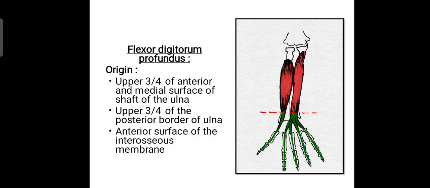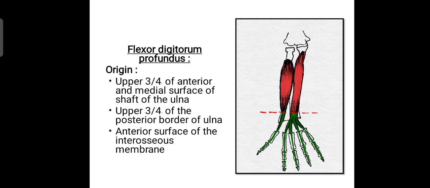Then we have another set arising from the upper 3/4 of the posterior border of the ulna. The posterior border of the ulna can be palpated on the dorsum of the forearm. If you just run your fingers, you can find a bony ridge, and that represents nothing but the posterior border of the ulna. So the upper 3/4 of the posterior border will also give origin to some fibers of the flexor digitorum profundus.